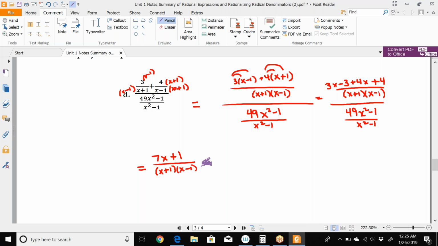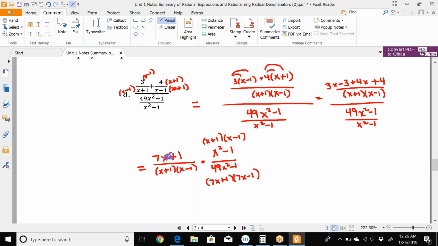Now, I'm already pretty much ready to flip this, so I'm going to go ahead and put a times because that top is now as simplified as I can get it. And we're going to times by the reciprocal of the bottom. So it's going to be x squared minus 1 over the 49x squared minus 1. And this is the time you would want to factor anything you can. In fact, this second fraction factors into an x plus 1, x minus 1 on top because of difference of two perfect squares. The bottom is also a difference of two perfect squares. It's a 7x plus 1 and a 7x minus 1.